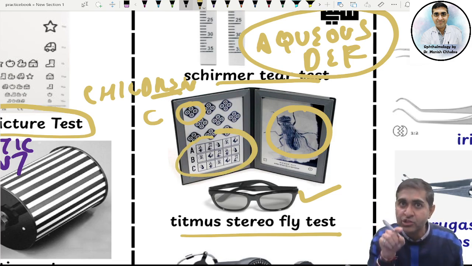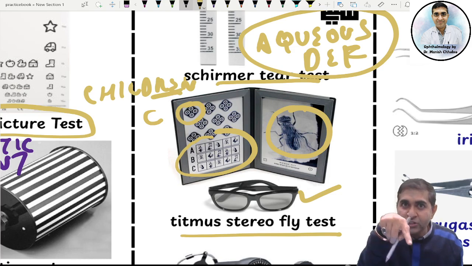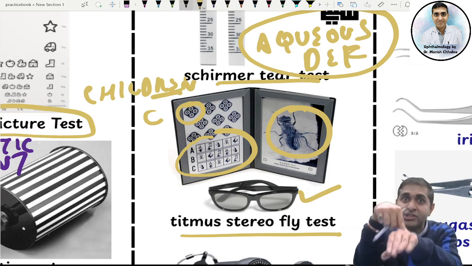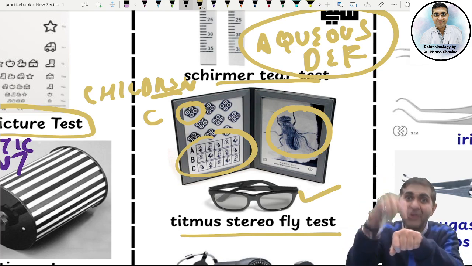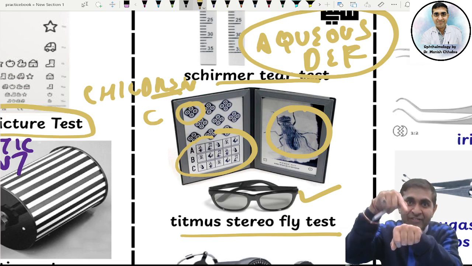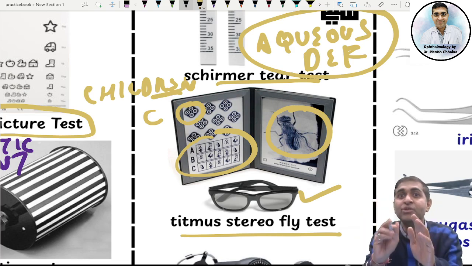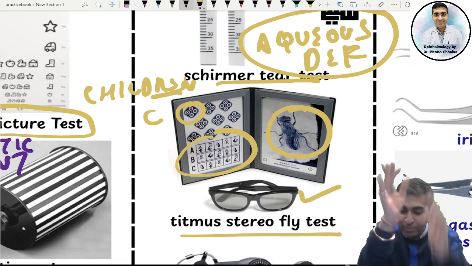So you ask the patient to touch the wing of the fly. So the patient will try to reach towards the wing of the fly. If the patient touches the image itself, that means stereopsis is absent. If the patient is not able to touch the image, if the finger remains hovering in the air, that actually tells you that the 3-dimensional ability of the patient is there, stereopsis is there.